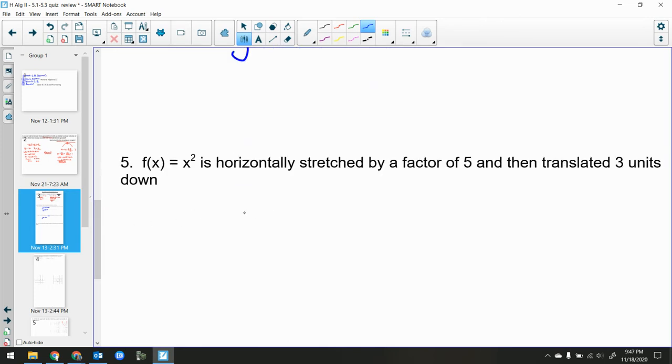Horizontal stretch by a factor of 5. Okay, so remember, horizontal stretch by a factor of 5. Remember that f of x maps to f of 1 over b x, right? So that means if my b value is 5, it's going to be 1/5 x inside parentheses, then squared. Okay, and then we move it 3 units down, so minus 3. So there's g. That's my answer.